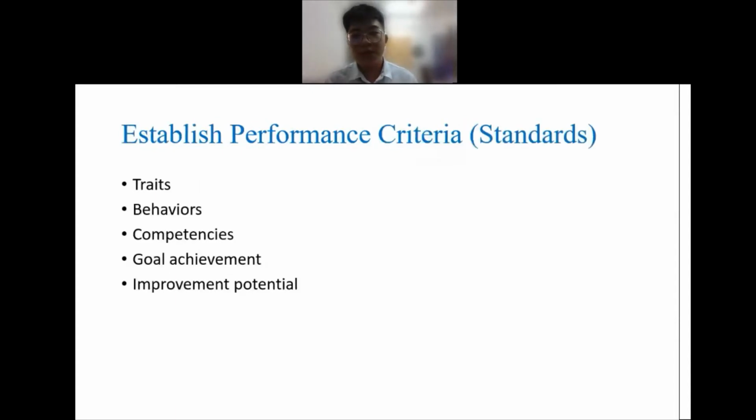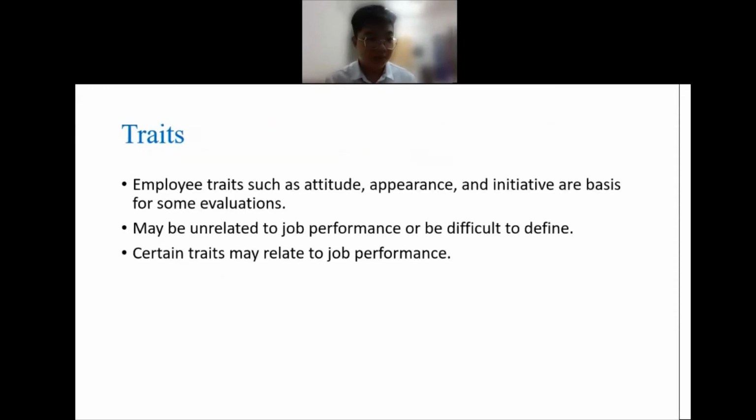Establish performance criteria standards. We have five things here, which are traits, behaviors, competency, goal achievement, and improvement potential. Traits. Employee traits such as attitude, appearance, and initiative are the basis for some evaluations, but may be unrelated to job performance or be difficult to define. Certain traits may relate to job performance.